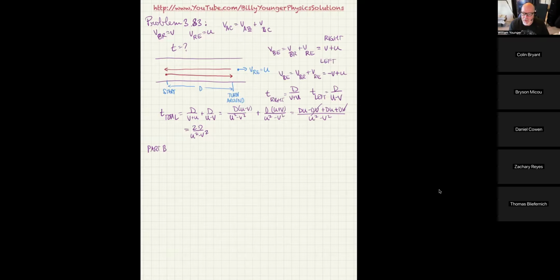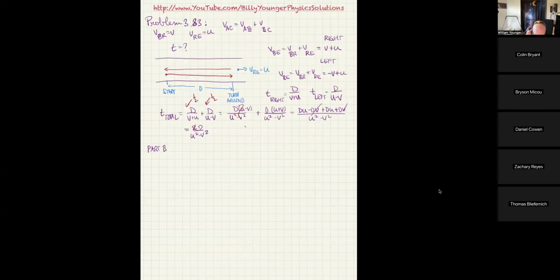Part B, it says derive a formula for the time needed to make a round trip of total distance. Sorry about that. The 2D, I was working it as if the total distance was 2D, not D. So I apologize for that. This should have been 1/2 D and 1/2 D. And then that would have fixed that. But that's obviously going to make other stuff questionable.